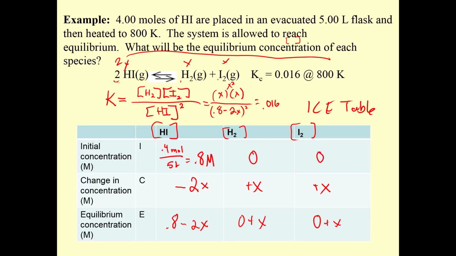Right? And since it equals 0.016, and this is a square and that's a square, we can take the square root of both sides. So if I take the square root of 0.016, I get 0.12649. Yeah, it's going to be equal to x over 0.8 minus 2x. So now I multiply this on this side. I'm trying to solve for x. And so I'm going to get 0.1011.